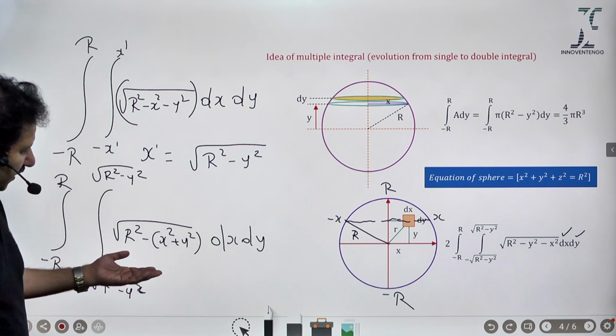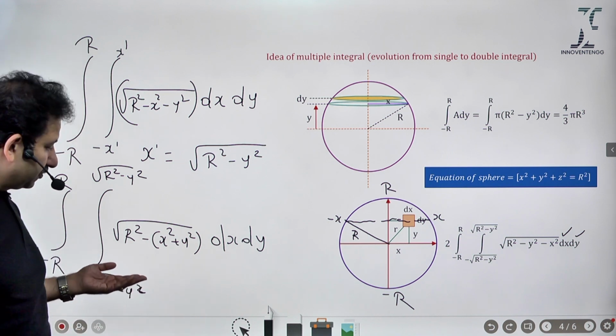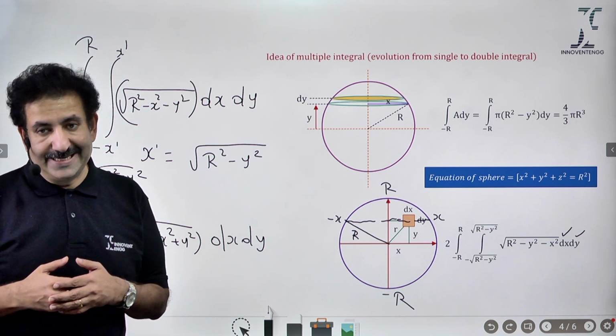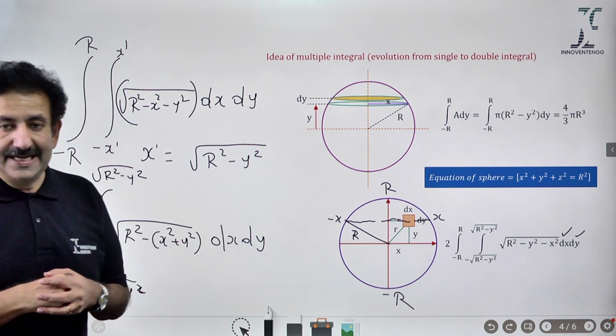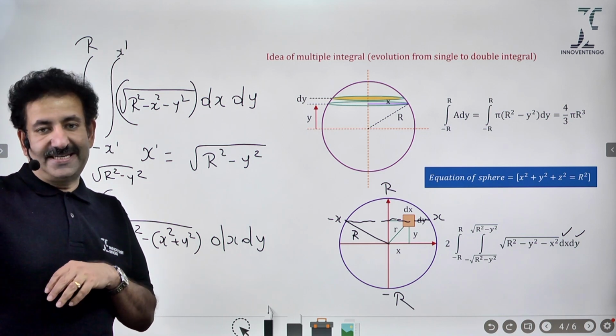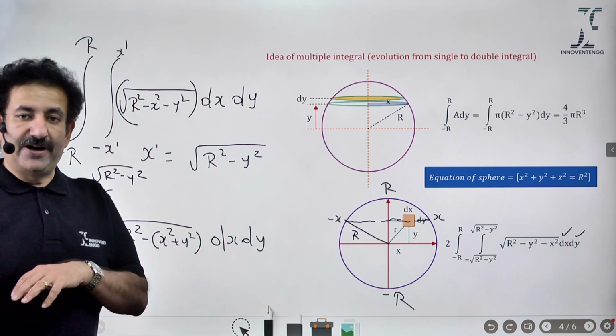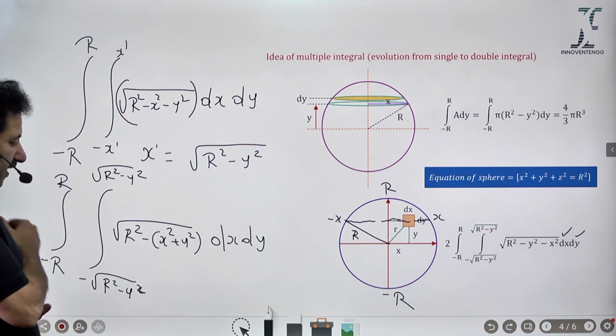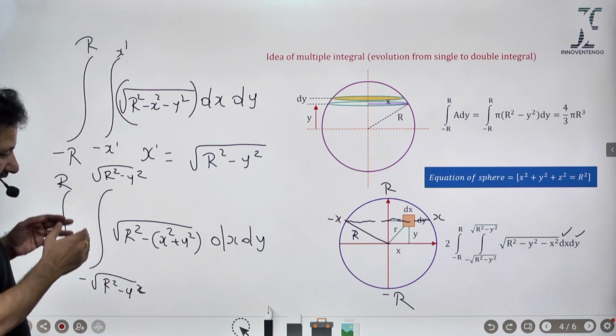Now at the plus 2 level, you would have dealt with the square root functions, and you would have found it very, very difficult to integrate. There you would have made a substitution, right? Either x equal to a sine theta or y is equal to a cos theta, whatever, depending on the nature of the integral. But now here also we are going to do the exact same thing.